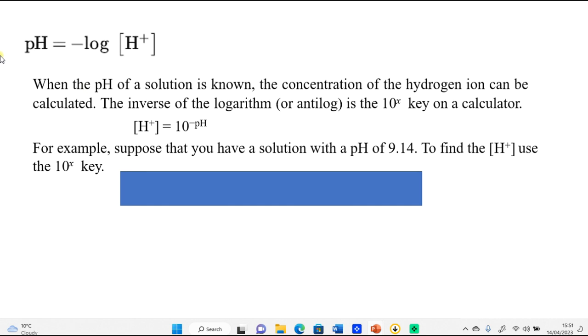So to summarize, if you want to find pH, you need the hydrogen ion concentration, and you can actually get the hydrogen ion concentration by knowing the pH. So let's actually do that. You've got the pH, so all you have to do is this to get the hydrogen ion concentration. So let's do 10 to the power minus 9.14, and that gives you the answer.